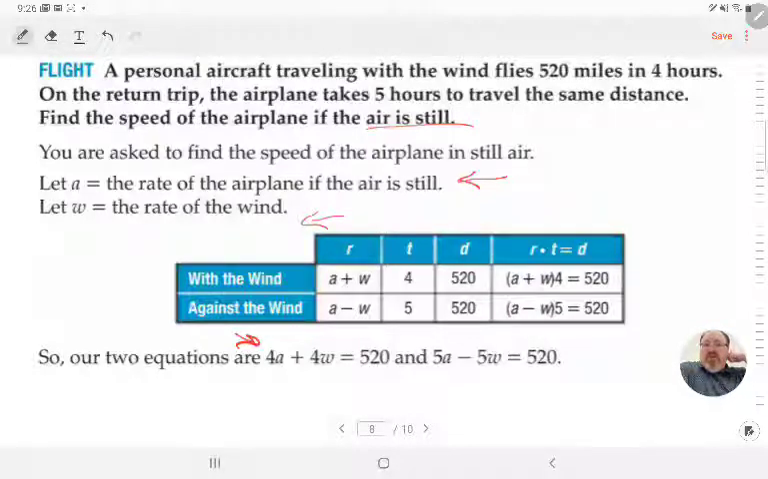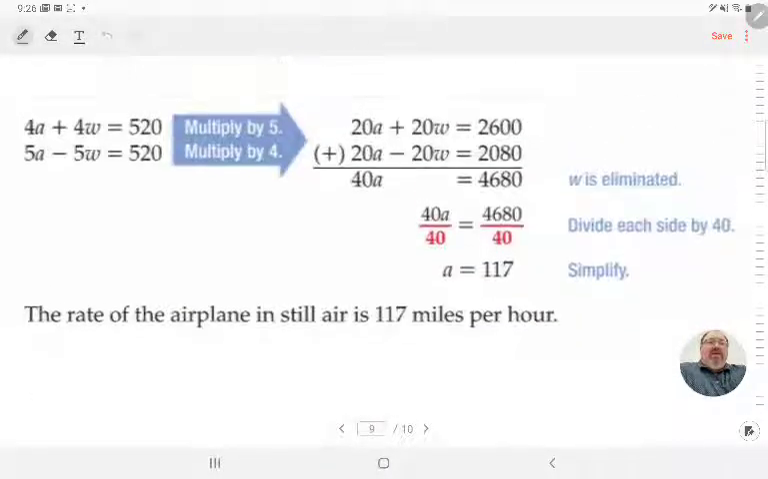Now on the return trip, we're going against the wind. So it would be A minus W, or the still air minus the wind. And the time for that was 5 hours. The distance was 520 miles. So we could set up an equation of 5A minus 5W equals 520. Now that we have our two equations, we can solve by using elimination with multiplication. So we could just simply multiply the first equation by 5 and the second equation by 4.